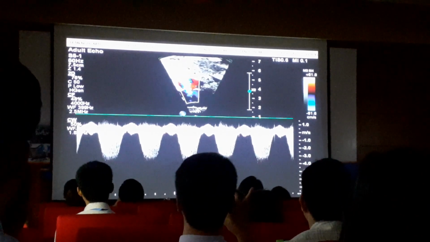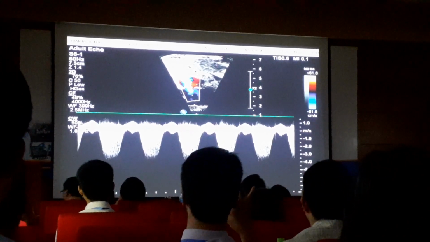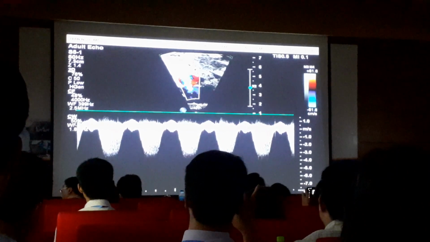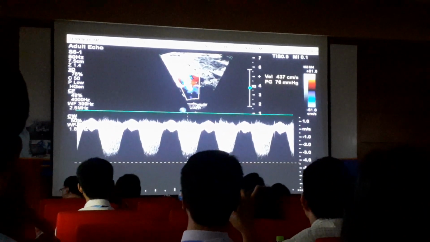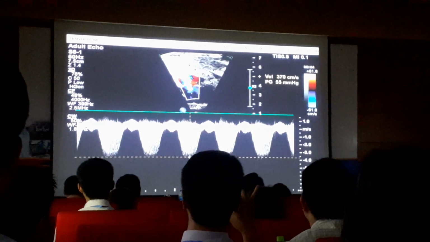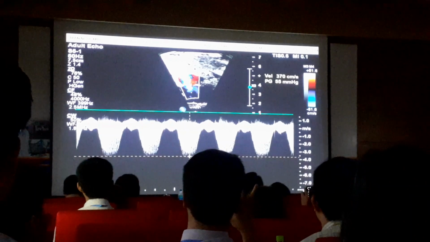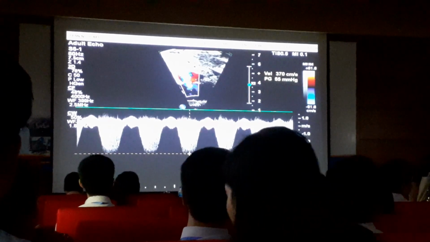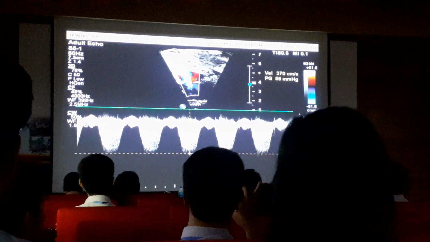So velocity, follow the velocity, peak velocity, peak velocity. Yeah, okay. So 55 millimeters of mercury plus right atrial pressure. This is the right ventricle generating at least 60 millimeters of mercury at 29 weeks.